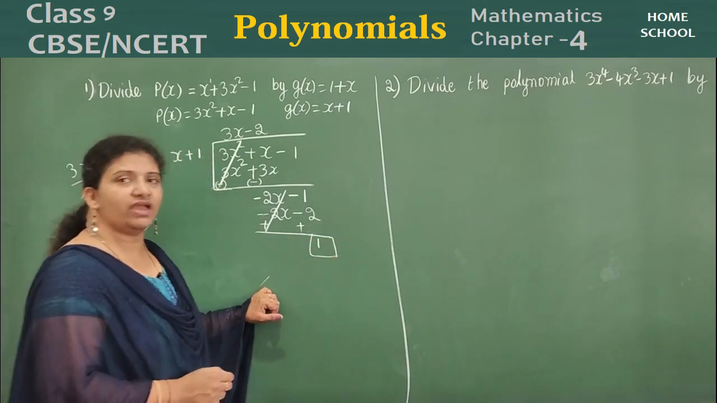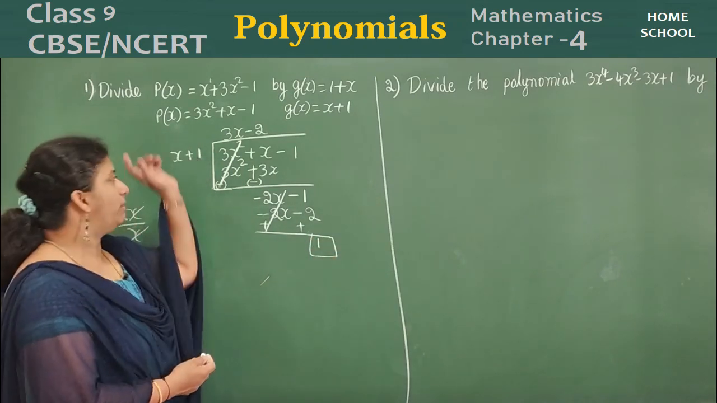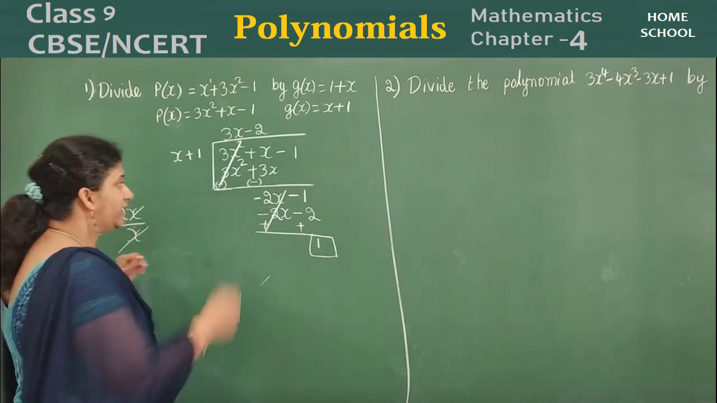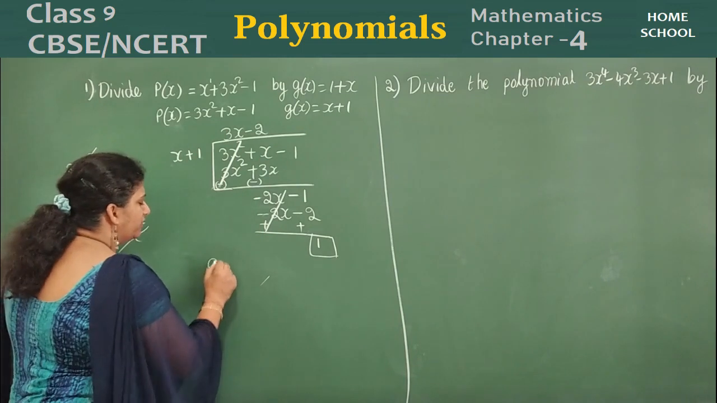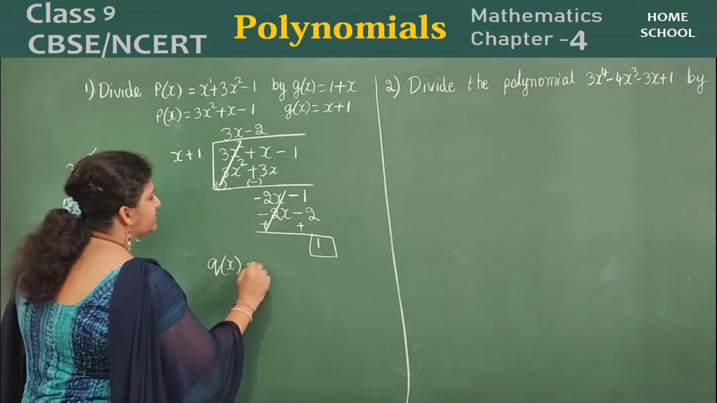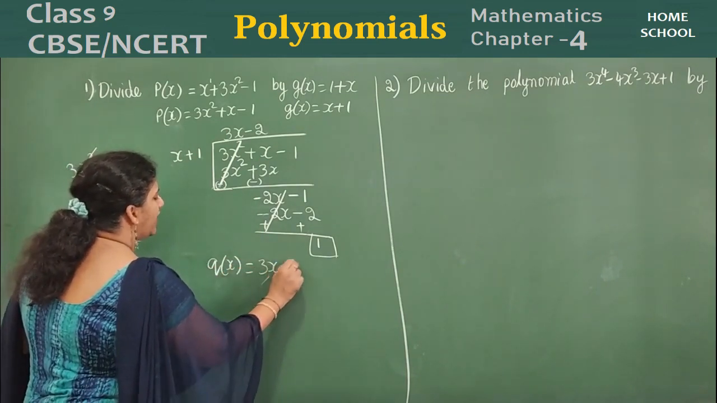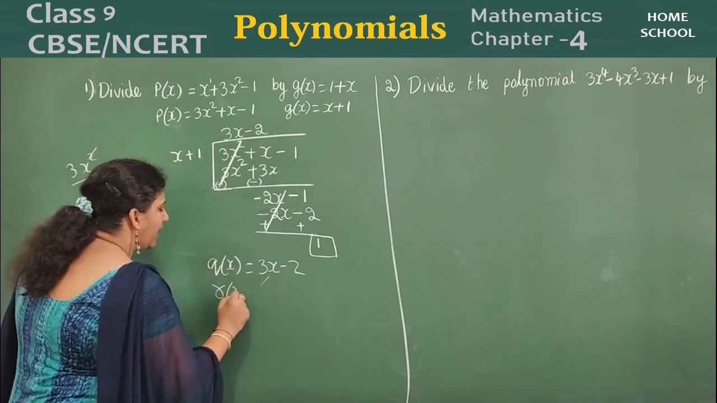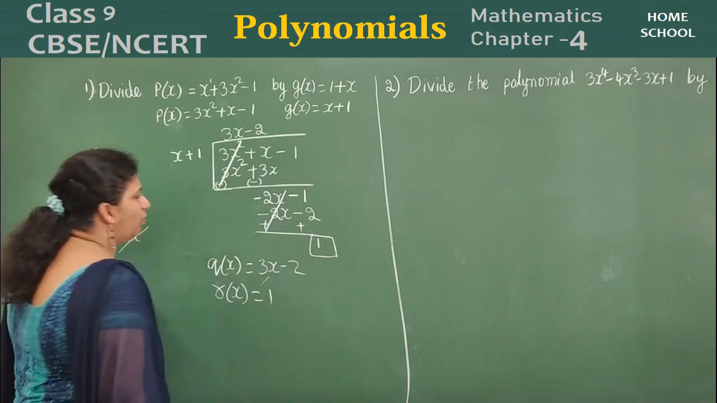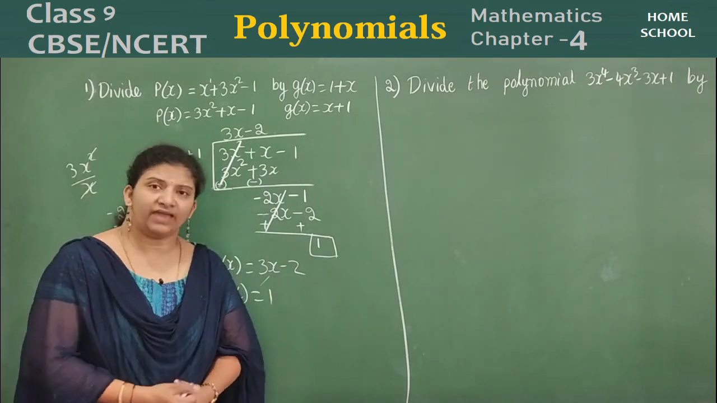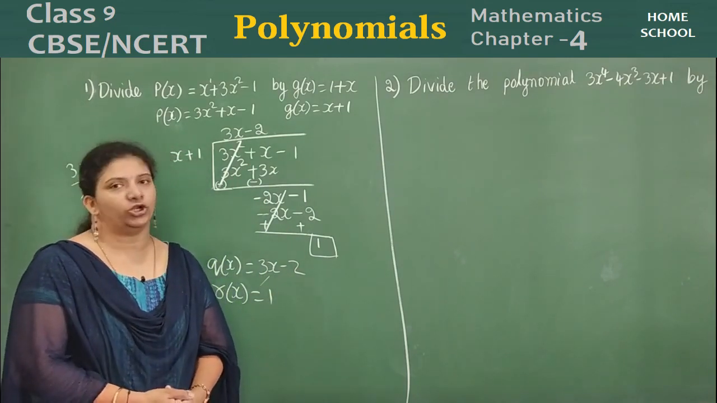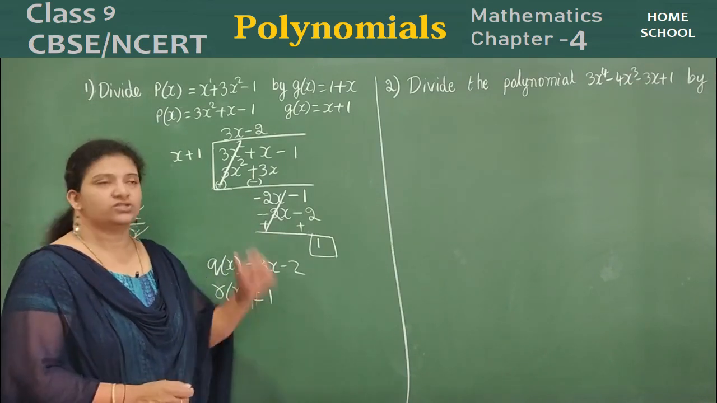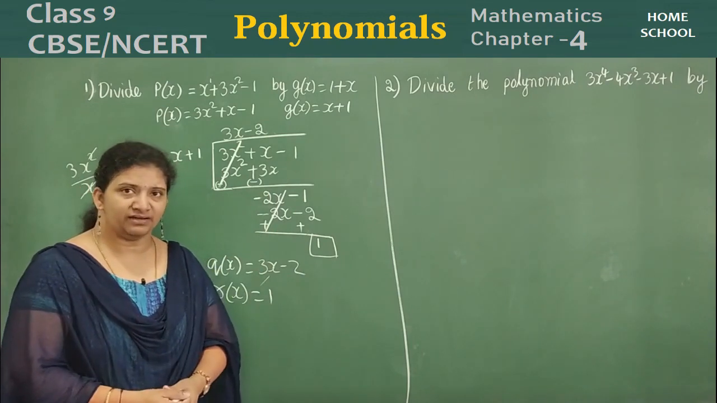What is your answer here? 1. So when we are doing a polynomial, we know p of x, g of x. What are we going to get here? A quotient, q of x is equal to 3x minus 2. And remainder r of x is equal to 1. This is the way we need to divide polynomials. Okay, this is a division of polynomials. So one more example, let's see here.